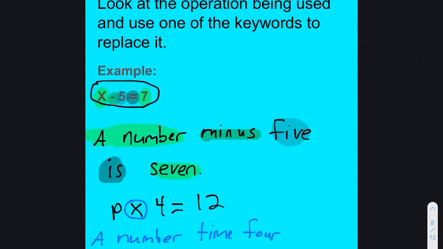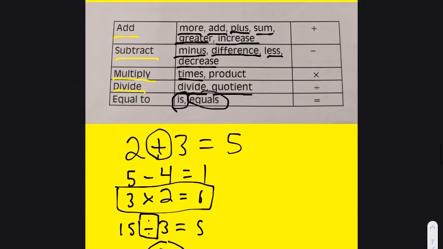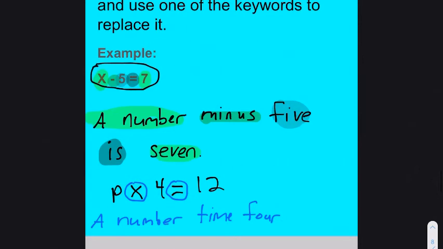equals 12. Well, let's use a different word for this equal sign. Let's go to our keywords. We can use the word is. So a number times 4 is 12.